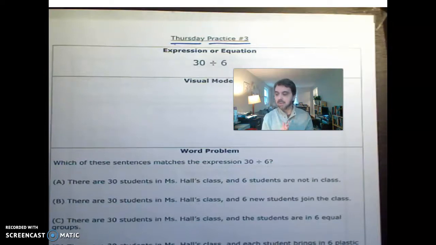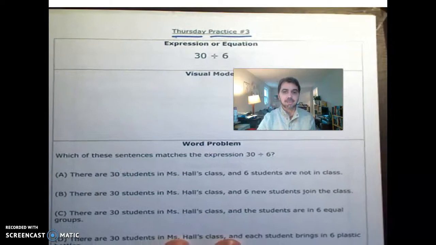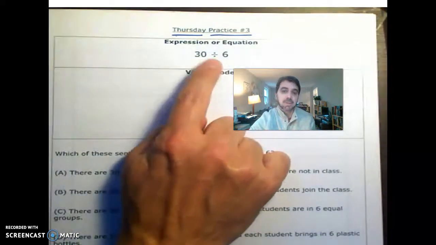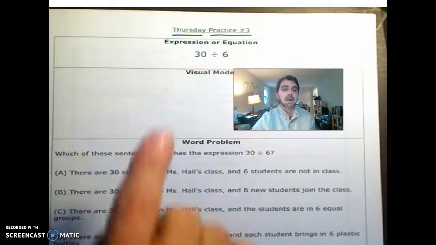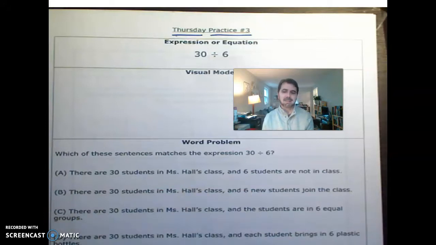So we are here with our last lesson of the week, but I wanted to make sure we reviewed the problem from yesterday, which was, given this expression, 30 divided by 6, which sentence would make sense to represent 30 divided by 6. So all week we've been doing this, right? If I give you a word problem, what's a model to represent it? Or what's an expression to represent it? And if I give you a model, what's an expression to represent it? So doing all the sort of mixing and matching.